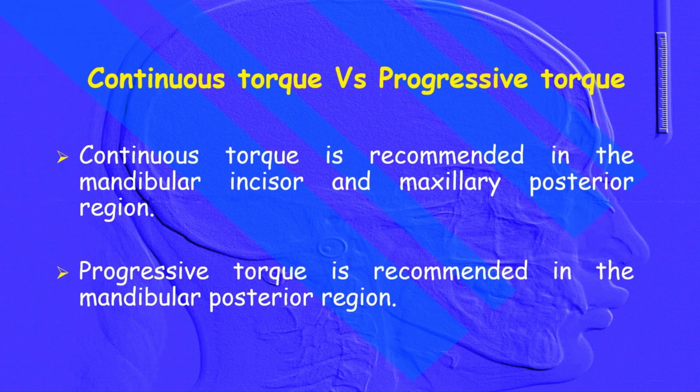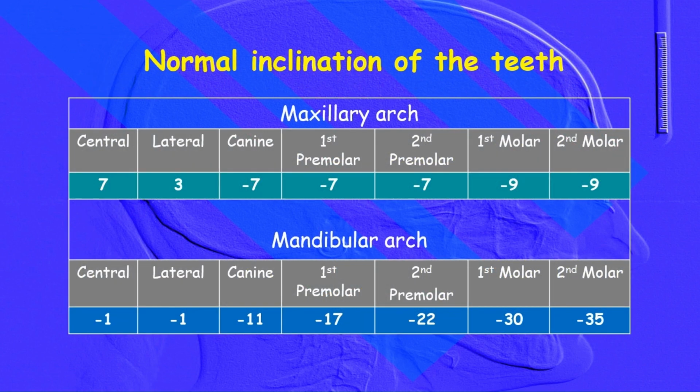Another thing is that the torque in the arch wire may be continuous or progressive. In continuous torque, the whole segment of the arch wire has nearly the same amount of torque. However, in progressive torque, the severity of the torque progressively increases in the arch wire. Continuous torque is recommended in the maxillary posterior and mandibular incisor region, whereas progressive torque is recommended in the mandibular posterior region. This table describes the normal inclination of the teeth in the maxillary and mandibular arch.